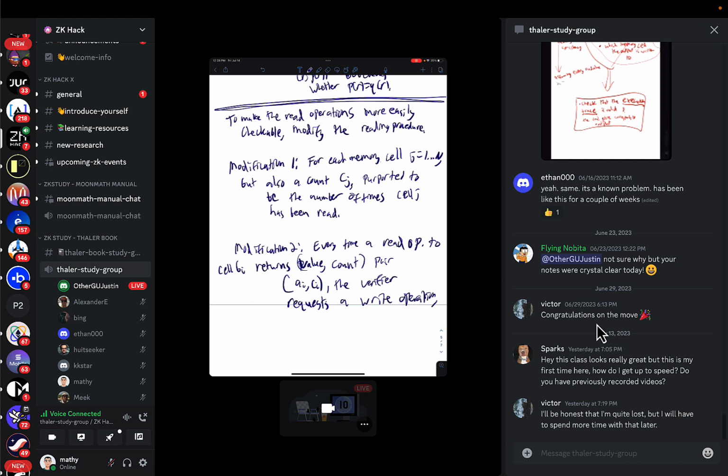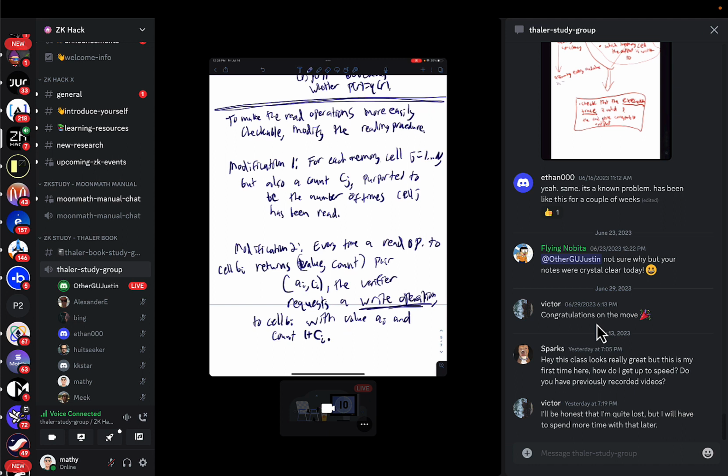So if the verifier says, "Hey, prover, tell me the value and count stored in cell BI," the prover comes back and says the value count stored in cell BI right now is AI comma CI. The verifier will immediately say, "Okay, thank you. Now I request to overwrite cell BI with value AI and count CI plus 1." Let me, the plus 1 is not in the index, so maybe I'll write it as 1 plus CI to make it totally unambiguous.